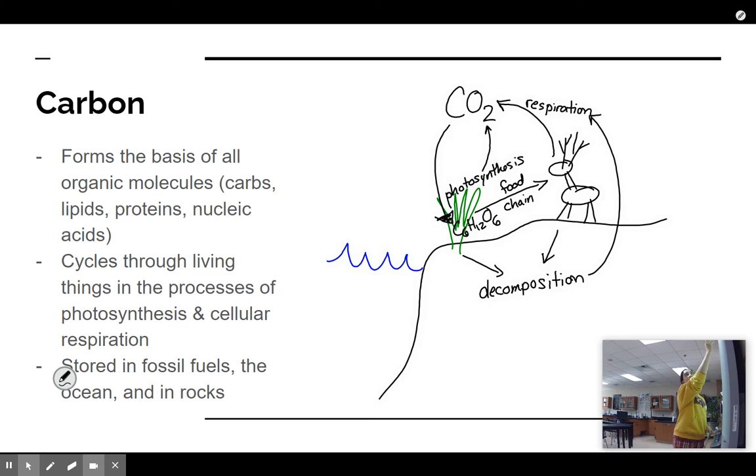Some of this carbon dioxide, if you remember from the video Lethal Seas, we talked a lot about carbon dioxide that's dissolved in the ocean.